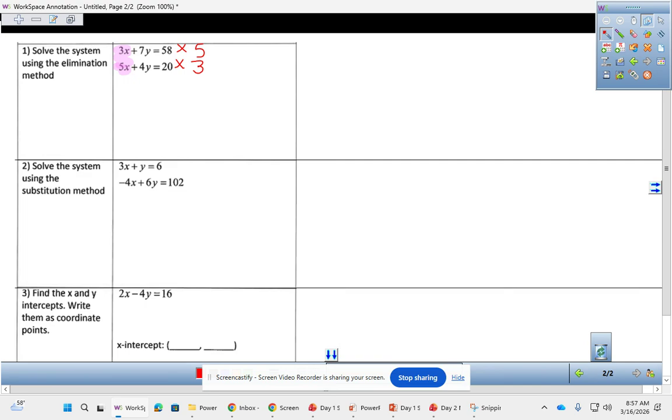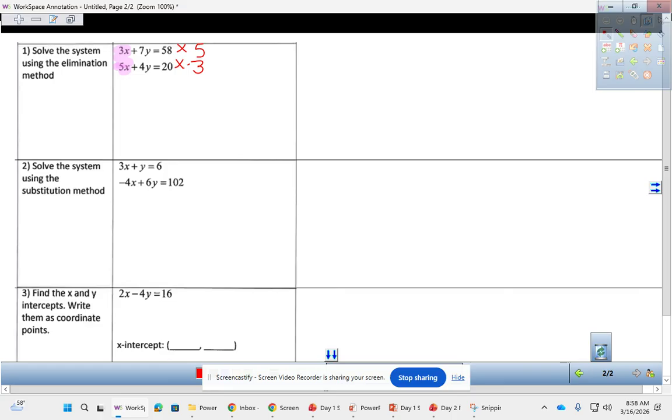Now, in this case, if I distribute that 5 and that 3, I'm going to end up with a 15x on the top and a 15x on the bottom. And that's actually not going to eliminate. That's going to make 30. I need one to be positive and one to be negative. To do that, you add a negative to one of your two numbers. It doesn't matter which one. I'm going to add it to the 3. You can add it to the 5 and it still works.